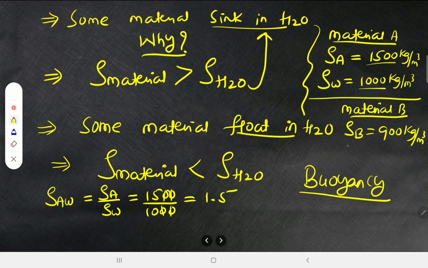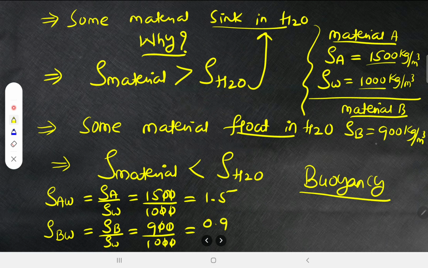And what is the density of water? You know that already. Now, if I want to find out the relative density of material B with respect to water, what is the formula here? It becomes rho B divided by rho W. So what is rho B? Rho B is nothing but 900. Rho W is 1000. Now the zeros will get cancelled, and you are getting 0.9.